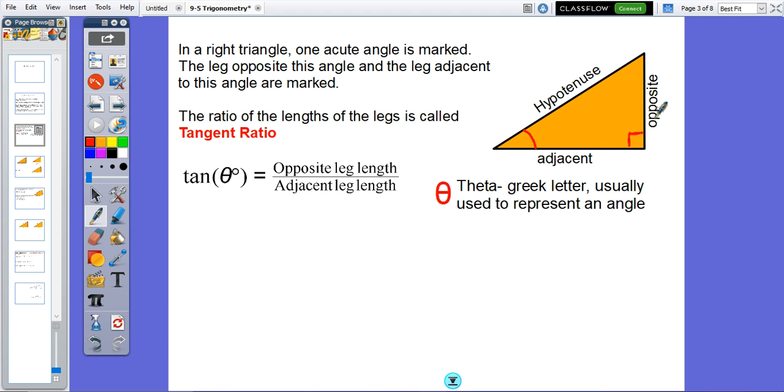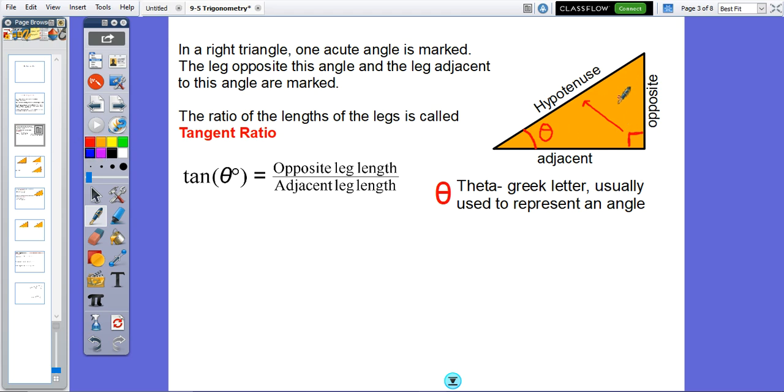Now, as you can see, there's three words: hypotenuse, opposite, and adjacent. These words are placed here based off where the theta is at. So for example, if this is the angle we're going to be using, this is our theta. This side will be called the opposite side because it's opposite of the angle. This is called the adjacent side, meaning it's right next to it. And then we get the hypotenuse. Hypotenuse is always across from the right angle.